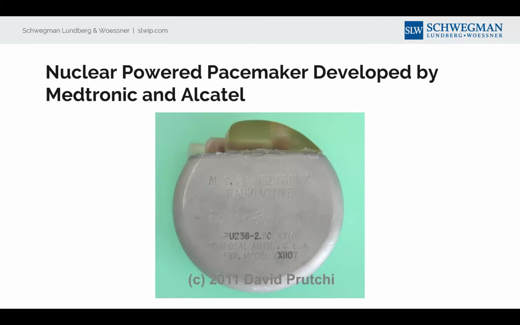Okay, the nuclear-powered pacemaker developed by Medtronic and Alcatel was installed into a human subject, and she had that pacemaker for quite a few years before switching to a more normal pacemaker. But it actually worked out pretty well for her.